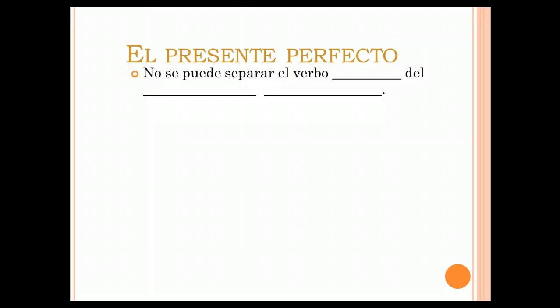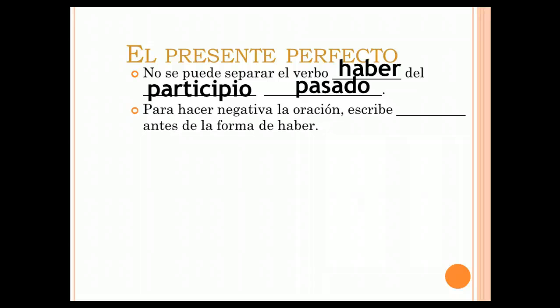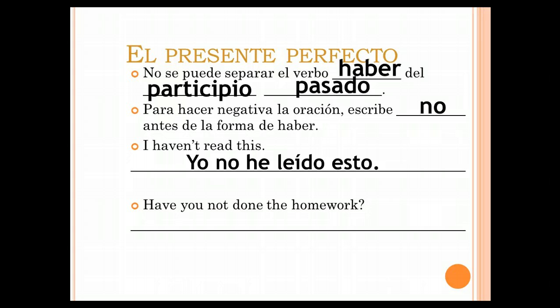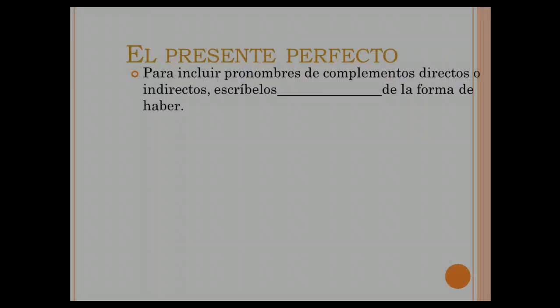You can never, ever, ever separate the haber from the past participle. They always have to be next to each other. So if you want to make it negative, you have to put the no before both parts. You can't put it in the middle. I haven't read this. Yo no he leído esto. I can't separate the two verbs. Have you not done the homework? No has hecho la tarea. This has to come before both. It can't separate the two verbs.